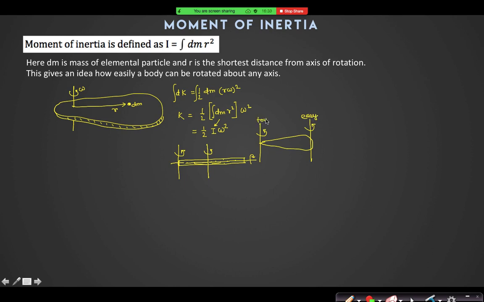Yes, can you tell me why? So most of the particles are distributed very close to the second one. And here, most of the masses are away from this axis. So that is why this moment of inertia is definitely higher or greater than the moment of inertia of this one.